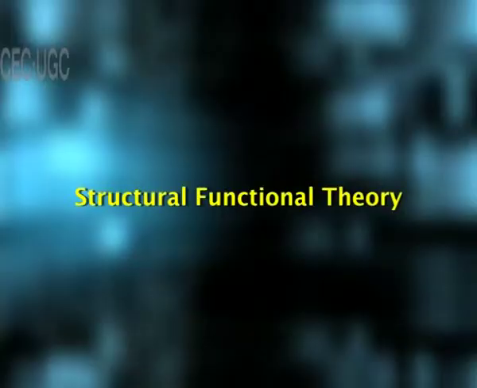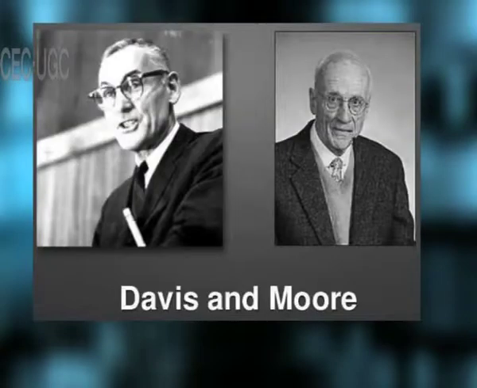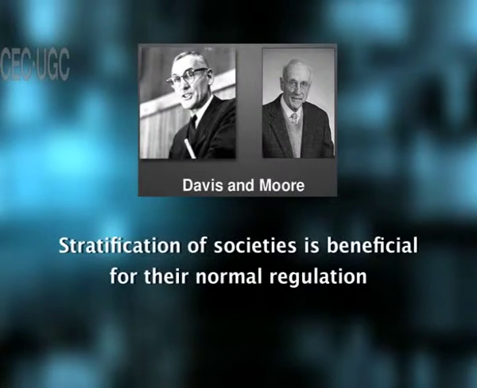Then we have structural functional theory. According to functional theorists Davis and Moore, stratification of societies is beneficial for their normal regulation. It is a stabilizing trait that ensures the organization and smooth functioning of societies. Only primitive societies are found to be non-stratified. If the element of stratification is taken out from modern societies, there would be complete chaos everywhere.